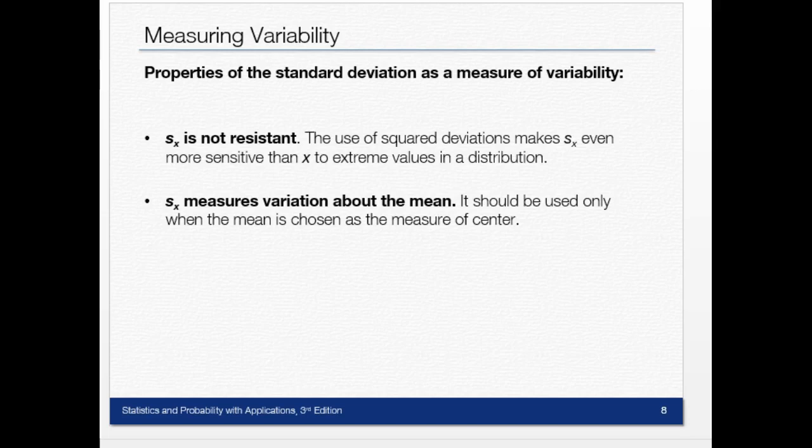So, properties of the standard deviation as a measure of variability. Standard deviation is not resistant. The use of squared deviations makes standard deviation even more sensitive to extreme values in a distribution. So it's not resistant. Okay? If our distribution has outliers, we don't want to use standard deviation because it's going to get messed up because of those outliers. Standard deviation means variation about the mean. It should only be used when the mean is chosen as the measure of center.